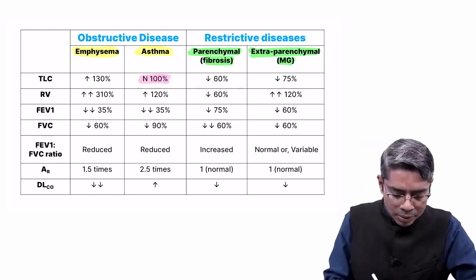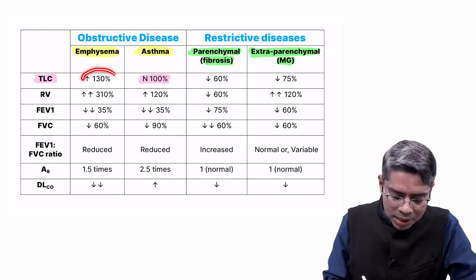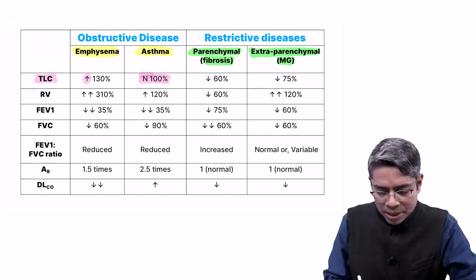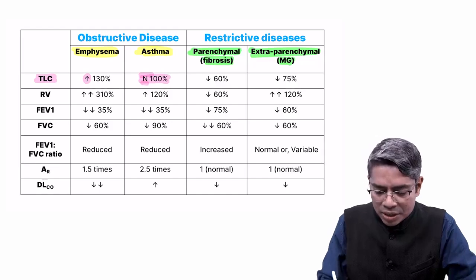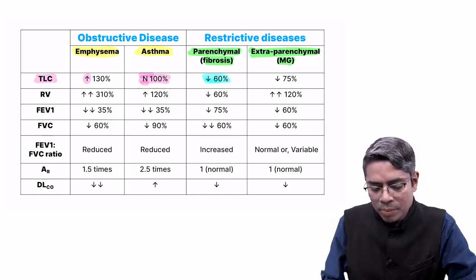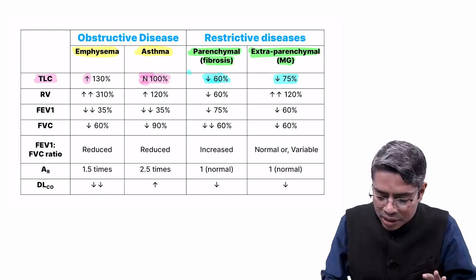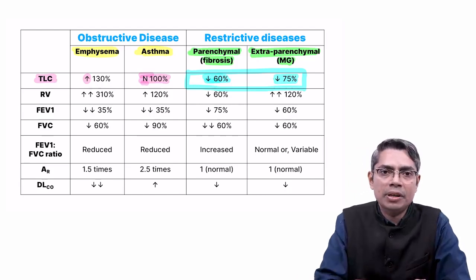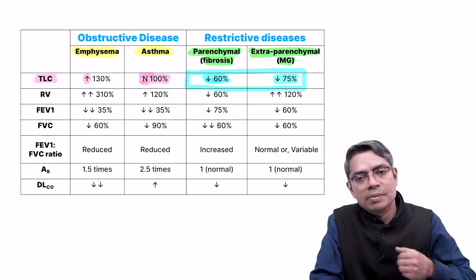So, what will happen to the total lung capacity in case of restrictive and obstructive disease? In obstructive disease, there will be definite increase in TLC, particularly in emphysema. In case of asthma, it may be normal, okay, but in restrictive disease there must be reduction in the total lung capacity. So, from 100% it has reduced to 60%, from 100% it has reduced to 75%. So, this reduction of the TLC is one of the definite features of the restrictive disease. It has to happen, otherwise it is not a restrictive disease. Getting my point? But TLC will typically be increased in obstructive disease, though it may not be increased in early stage of asthma, like for example here.